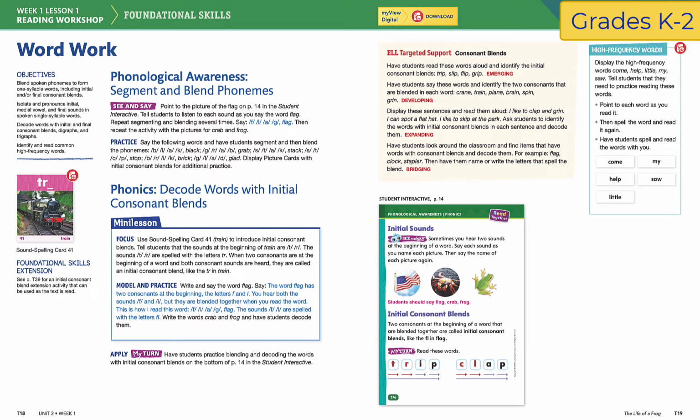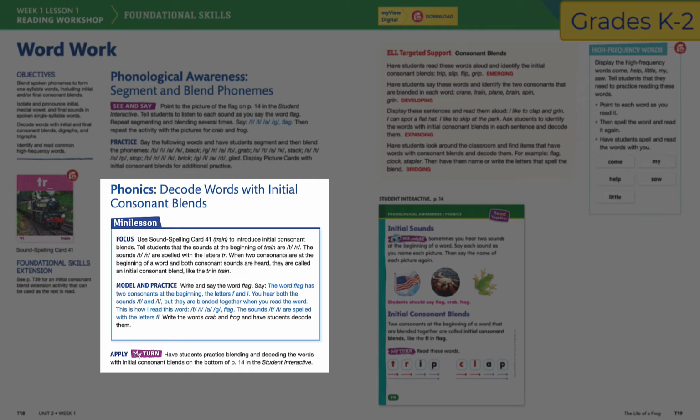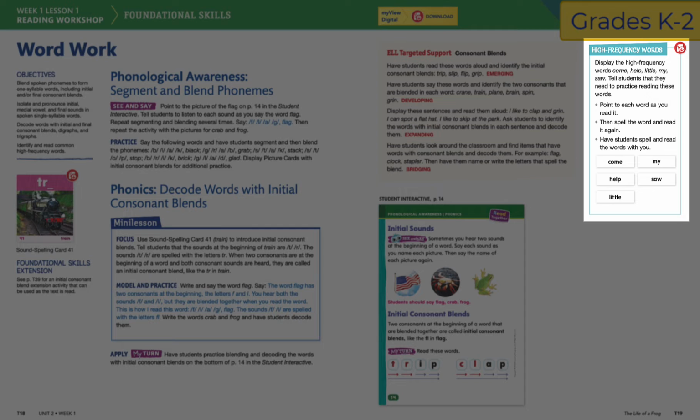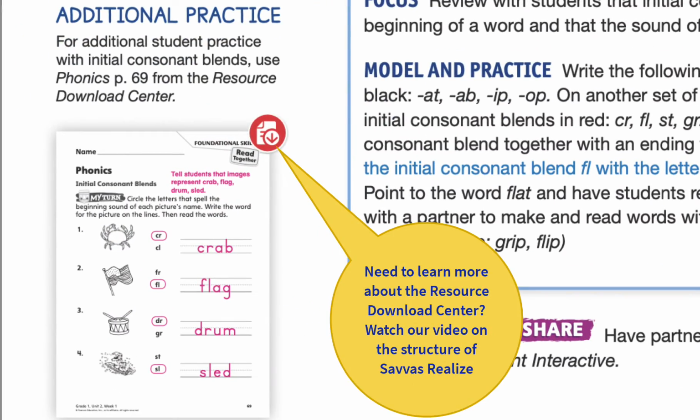Foundational skills are integrated into the daily instructions for grades K through 2. In grades K through 1, phonological awareness activities occur 3 times a week. Phonics mini lessons have a 3-part explicit process: focus, model and practice, and apply. Daily instruction and practice focuses on high-frequency words from the Dolch and Fry lists. Additional practice pages are available from the Resource Download Center on Savvas Realize.